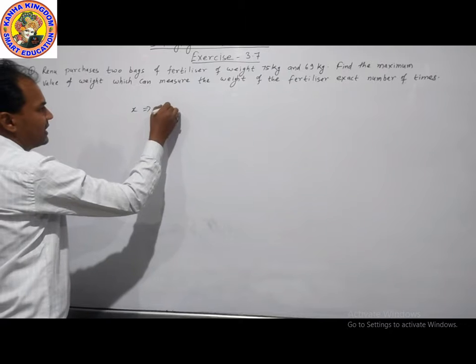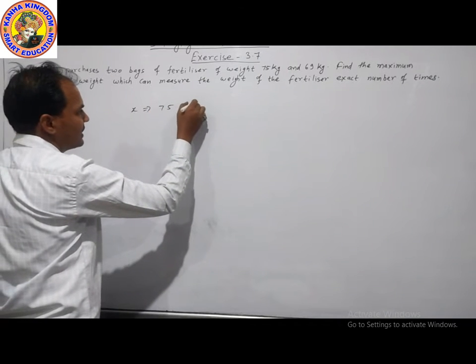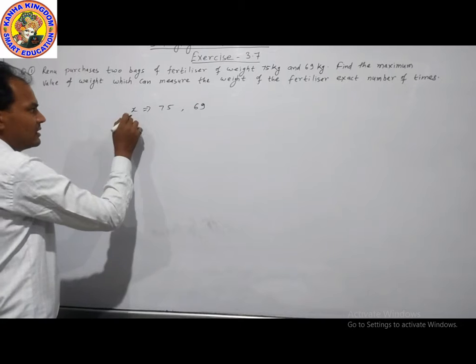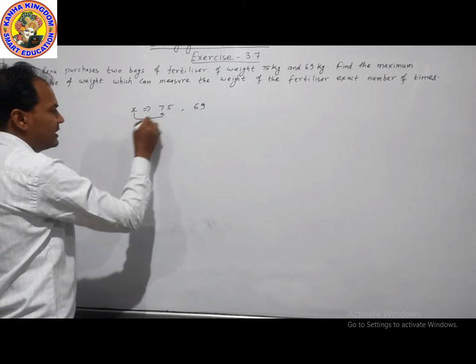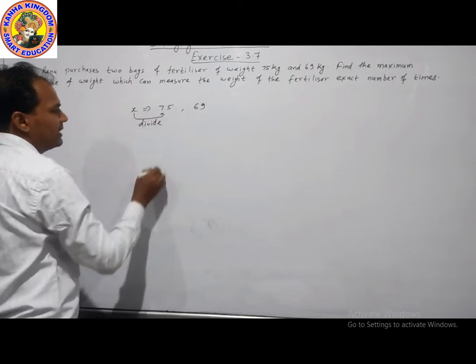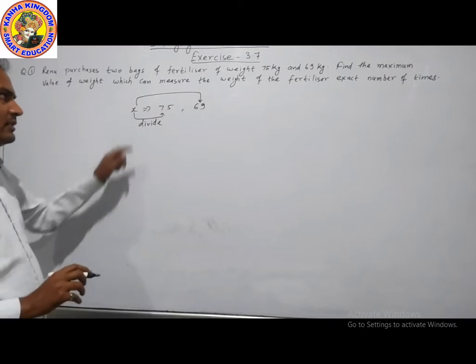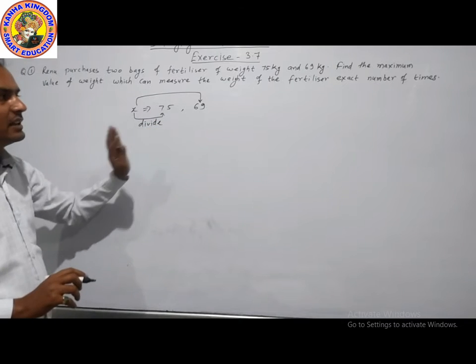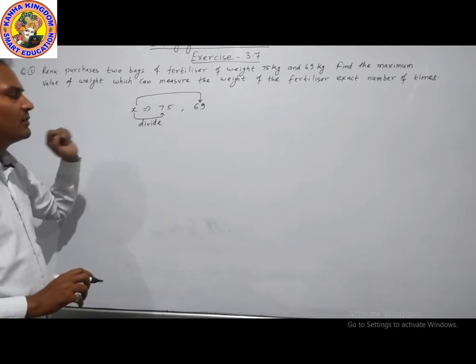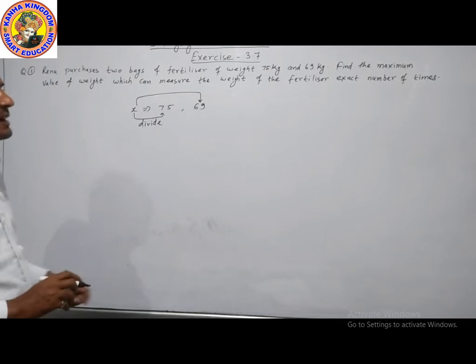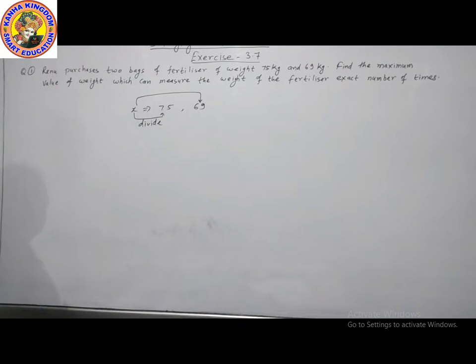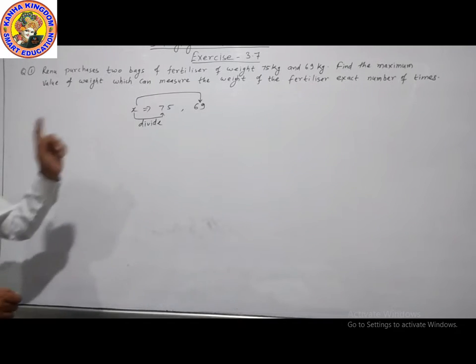By x, we can measure the weights of 75 kg and 69 kg. The x will exactly divide these numbers, with no remainder. The remainder will be 0 when we divide. Find the value of x. X is a number which can divide both, and the number is maximum. This is a problem of HCF.